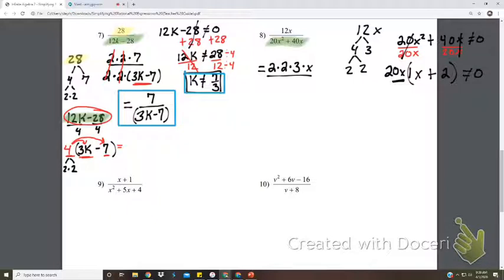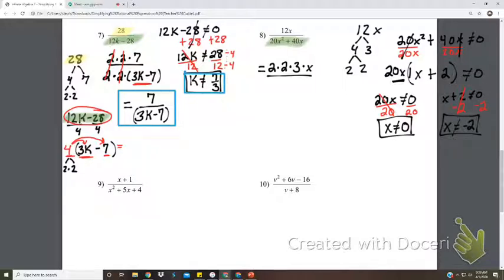Now once we have that, we're going to separate it into two expressions and solve each one. So 20 times x cannot be equal to 0. X plus 2 cannot equal 0. And we're going to solve each one. So I'm going to divide both sides by 20, which makes x not equal to 0, since 0 divided by 20 would be 0. On the right side, I'm going to subtract 2. And we get x cannot be negative 2. So there are times where you do get more than one excluded value.